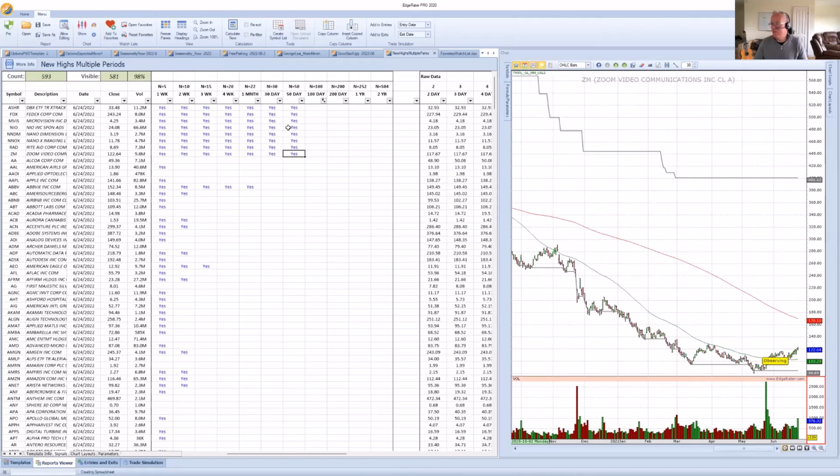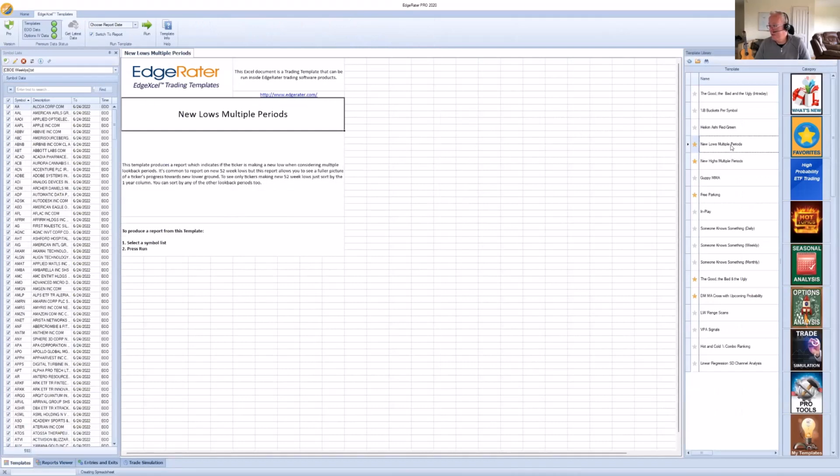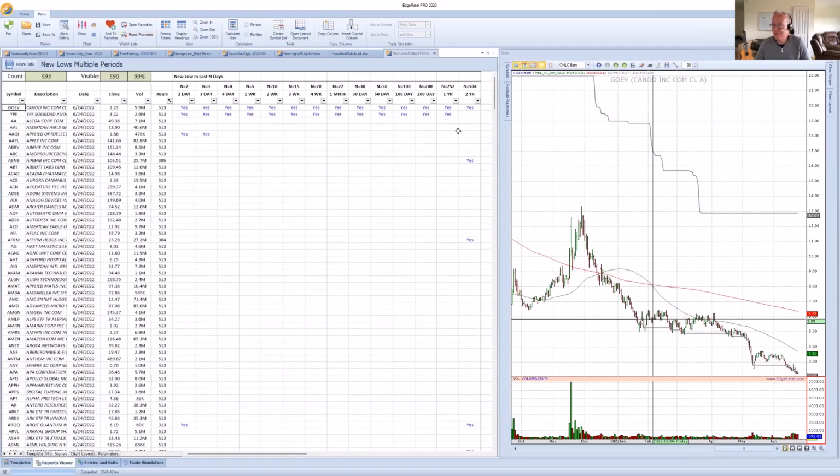You also have this in Zoom. You also have the reverse of that, which is making new lows over multiple periods. So even though there weren't that many making new 1 year and 2 year highs, if you ran the new lows, you would probably find, and let's just do that for fun, that there are quite a few of those. So let's have a look.